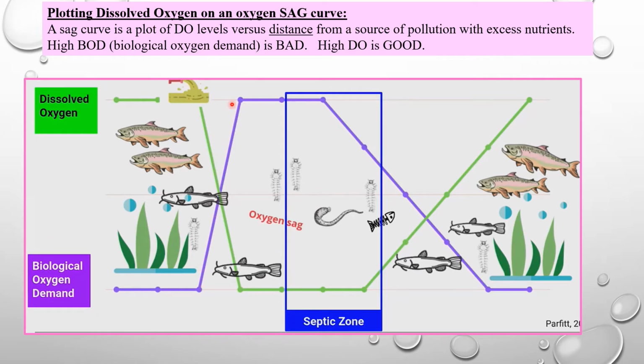So go ahead and follow the purple curve, pause it, and see where things drop, where things increase, and take a look at the organisms and what's changing. Look at your oxygen sag right here. We have hardly any dissolved oxygen here. And look at the organisms that are living here.